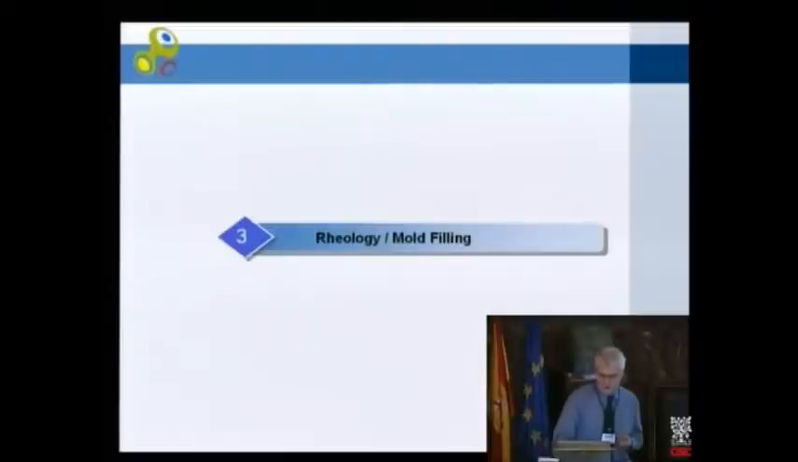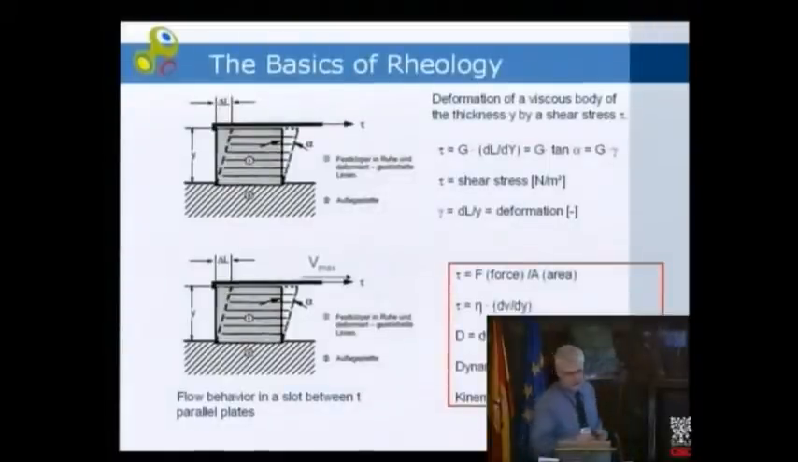So let's talk about rheology. Rheology is essential for understanding such an injection molding process. So the basics, anybody knows that. You have two shear planes, you have your body in between, and you move one plane in one direction with a certain speed. And then from this, you can determine here the shear stress and the deformation, and then define the viscosity, the dynamic viscosity, as a ratio of the shear stress to D, which is deformation, and here we have the kinematic viscosity.